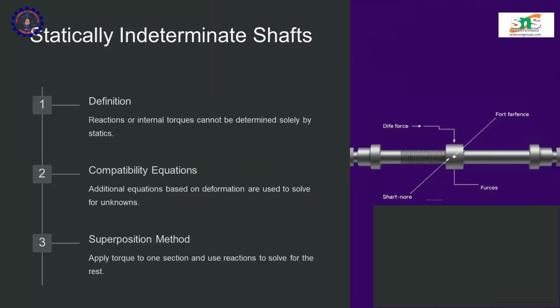So statically indeterminate shafts: reactions or internal torques cannot be determined solely by statics. Compatibility equations, additional equations based on the deformation, are used to solve for unknowns. Superposition method: apply torque to one section and use reactions to solve for the rest. So this is statically indeterminate shafts.